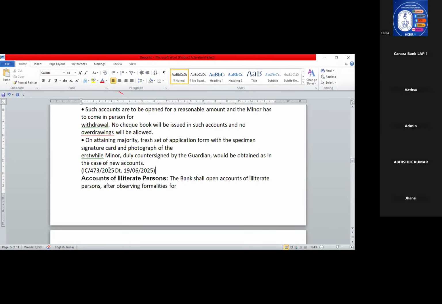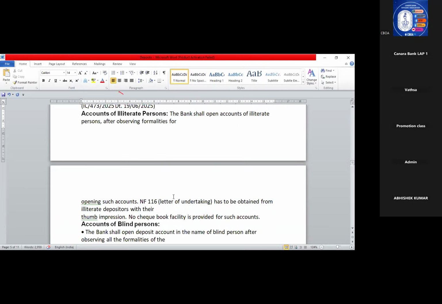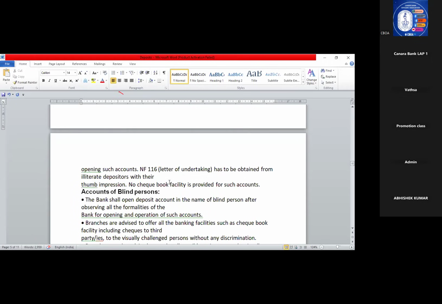Okay. Then accounts of illiterate persons. The bank shall open accounts of illiterate persons after observing the formalities. You know that NF 116 is taken. It is a declaration that they will be putting only thumb impression. Further, a third person will be signing the agreement, telling that all the rules and regulations of the business have been told to the illiterate in the language, or in the regional language, which he can understand, and after understanding the rules and regulations only he is signing the document.